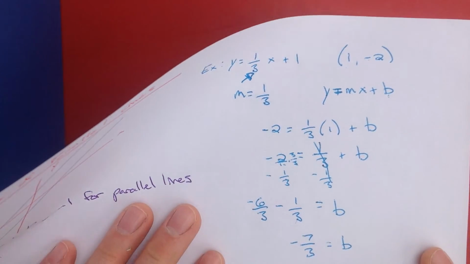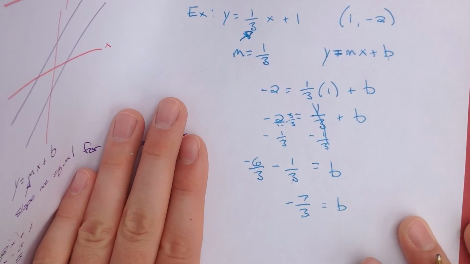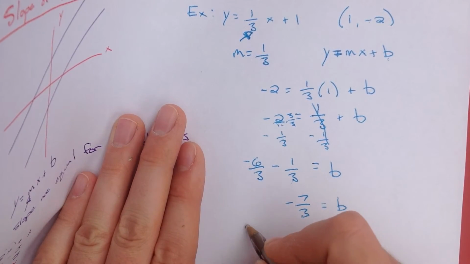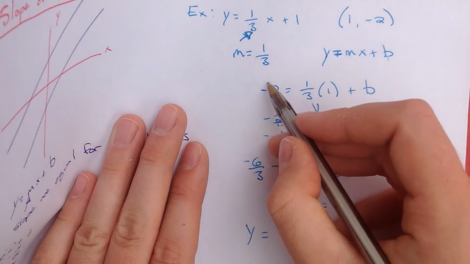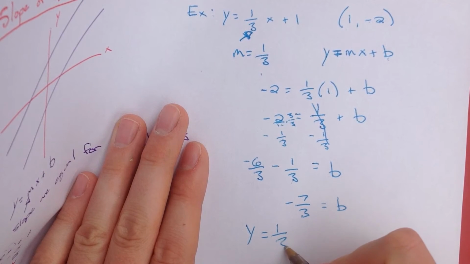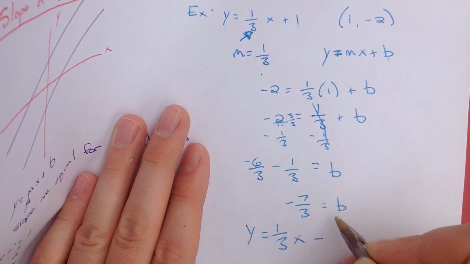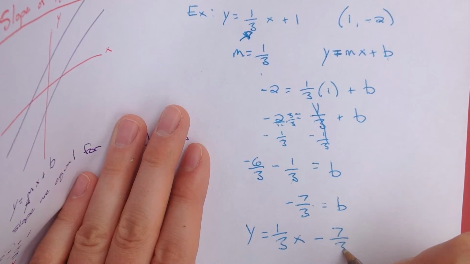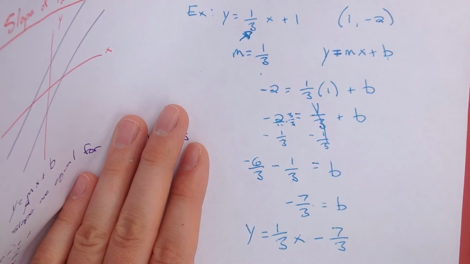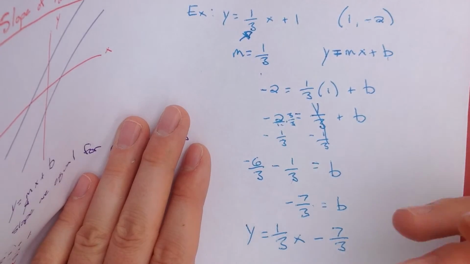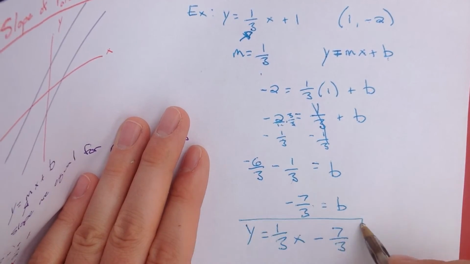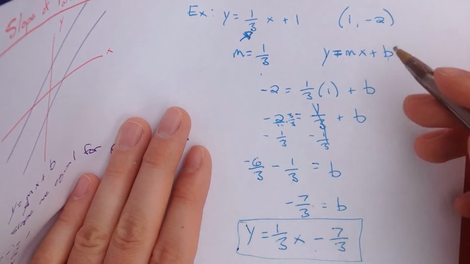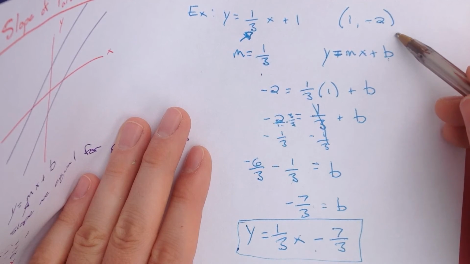So b equals -7/3. So our final equation is going to be y equals m, 1/3 x, plus b, so our -7/3. So this equation would be parallel to this one through this given point.